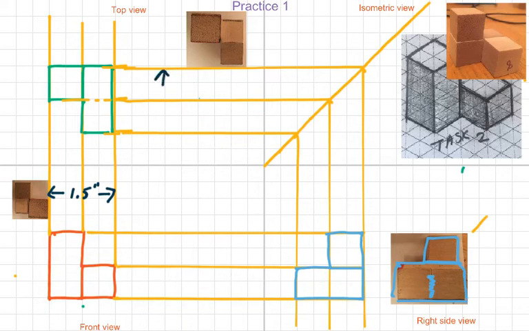So then this is how it is on the top. And again, it's 1.5 right there, inches. And then now I have to do the dimensions here. We're doing three of them because remember we have length, width, and height. So two cubes is 1.5, 1.5, 1.5. Sweet. All right, you did your first technical drawing. Congratulations. Pat yourself on the back.